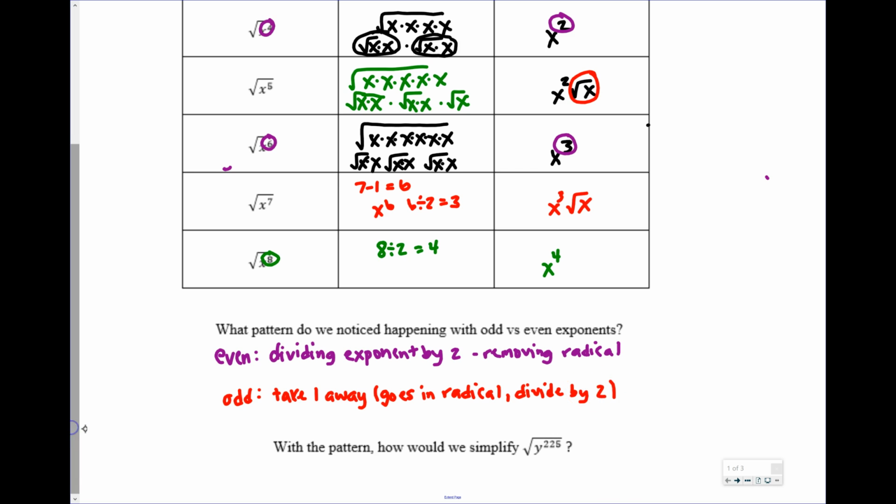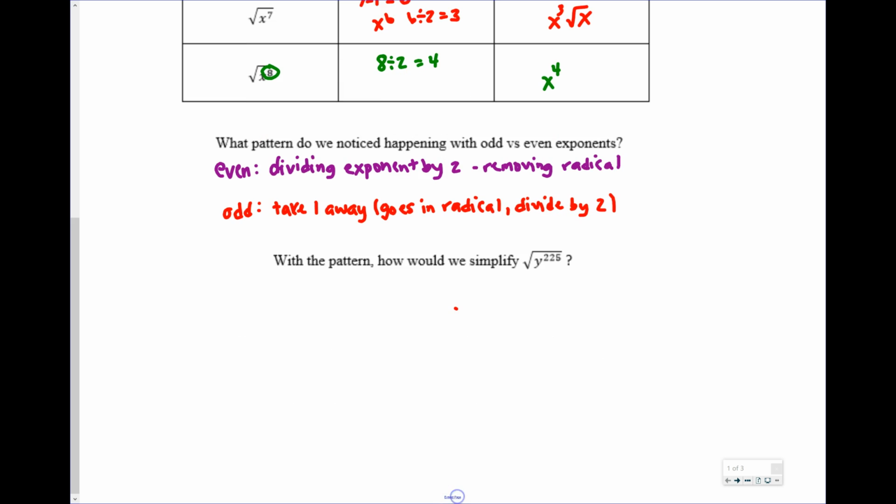So with this pattern, how could you simplify something crazy like the square root of y to the 225? Well, I know that's an odd exponent, so I'm going to have to take 1 away and put it in the house. If I take 1 away and put it in the house, I'm left with not y to the 225, but y to the 224.